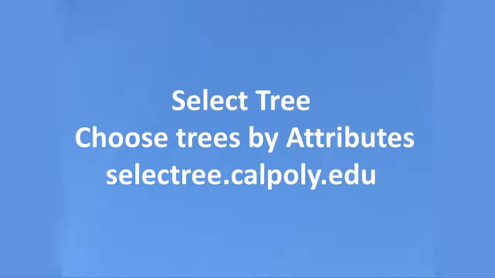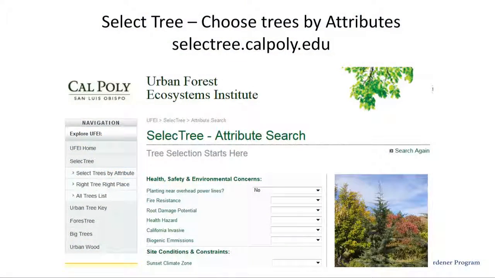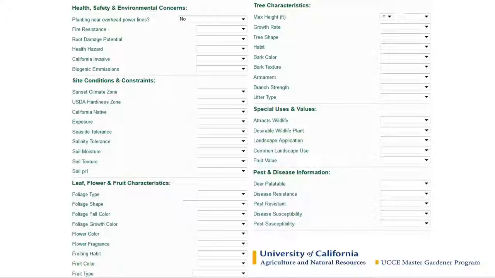The other thing that SelecTree can do for you is, let's say you don't have a tree you're trying to ID, you have a situation where you want a particular kind of tree, a particular height, maybe it's under power lines and you don't want it to grow up into the power lines. Maybe you want to attract wildlife. There's lots of different things that you might want in a tree, and rather than leafing through your books trying to find something that fits your requirements, SelecTree really helps you. So you click off the things that you are interested in. Are you planting near power lines? Are you interested in fire resistance, etc., etc.?